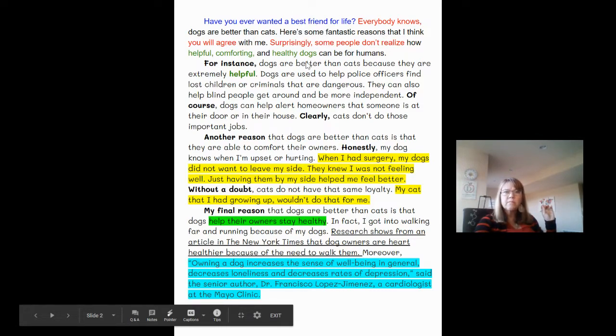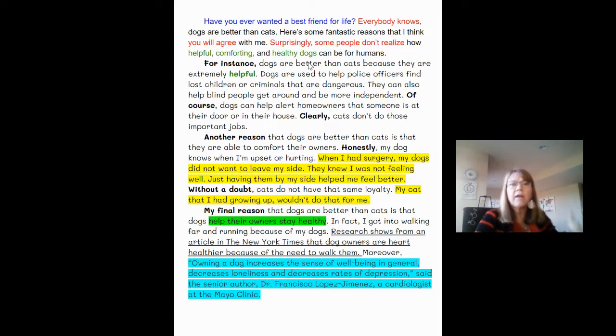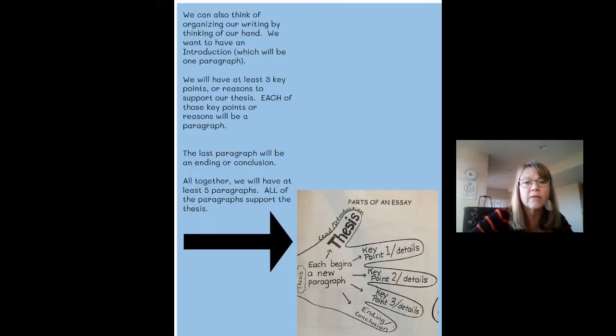So my beginning paragraph was, have you ever wanted a best friend for life? Everybody knows dogs are better than cats. Here are some fantastic reasons that I think you will agree. Surprisingly, some people don't realize how helpful, comforting, and healthy dogs can be for humans. So I'm going to look back at those green highlighted reasons that I had there.